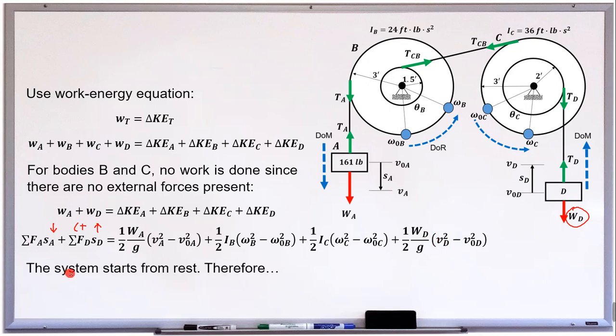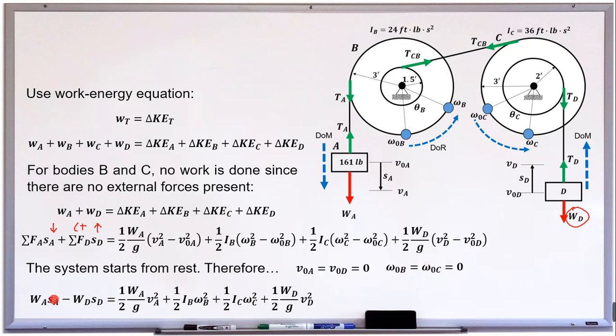Next, the system starts from rest, right? So this was also stated in the problem. Therefore, the initial linear velocities for blocks A and D are equal to 0. And for the rotating bodies, same also. So the initial velocity for cylinder B is equal to that of C, which is equal to 0. So substituting these values, we will end up with this equation.